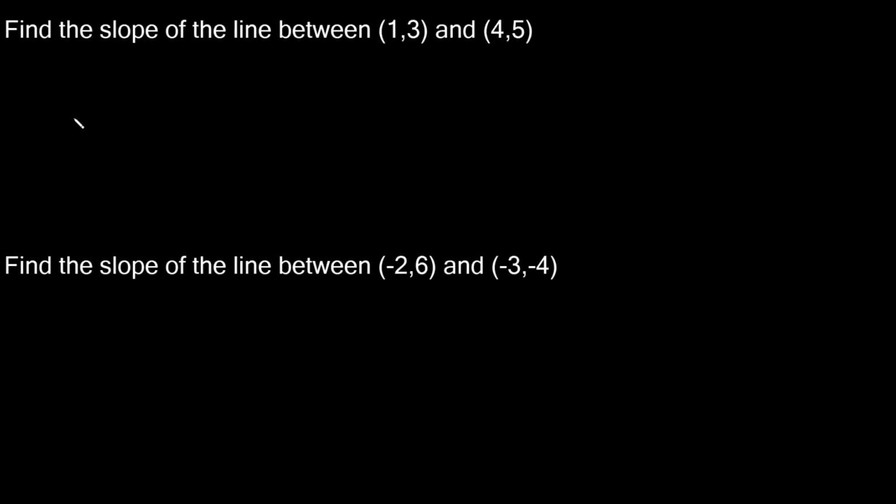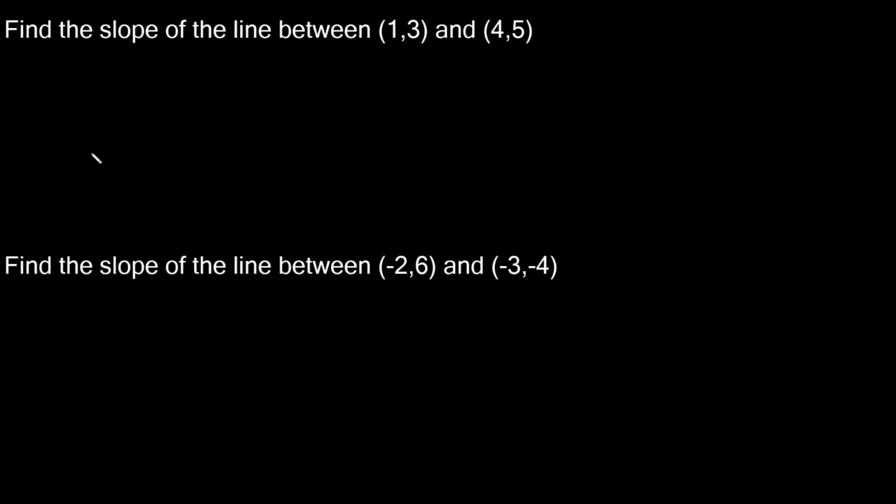All right, so here we have a couple examples. This one has some positive coordinates. This one has some negative coordinates. So let me show you how we use it in each case, all right? So this first example says, find the slope of the line between these 2 points. So 1, 3 and 4, 5.